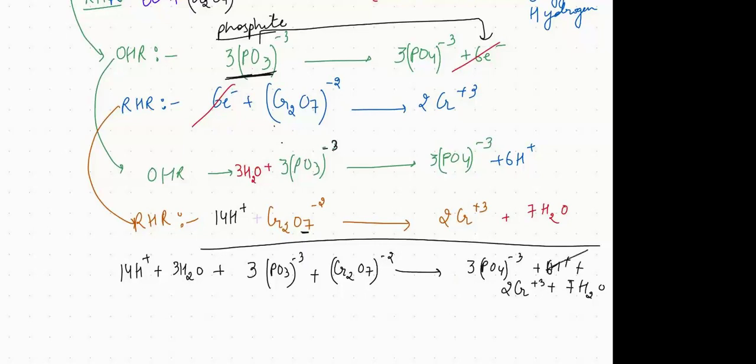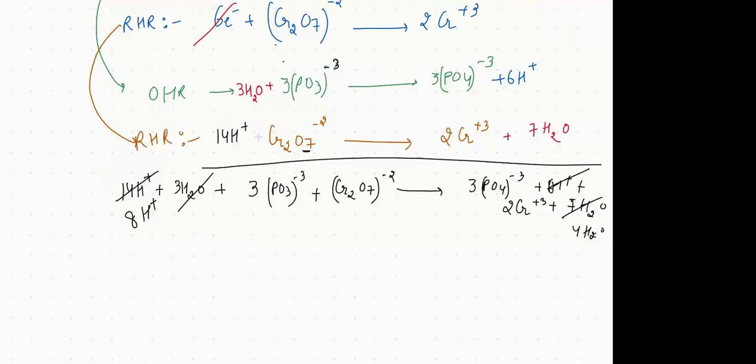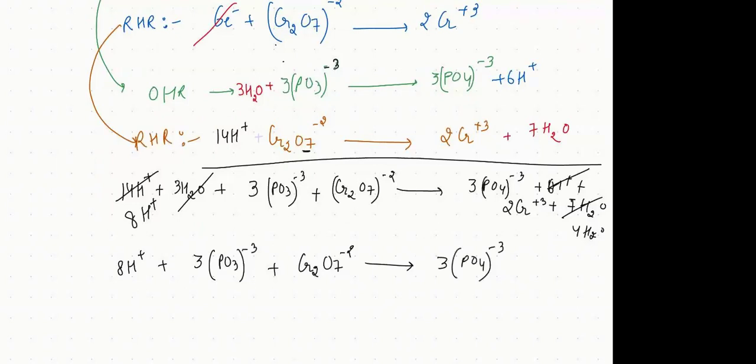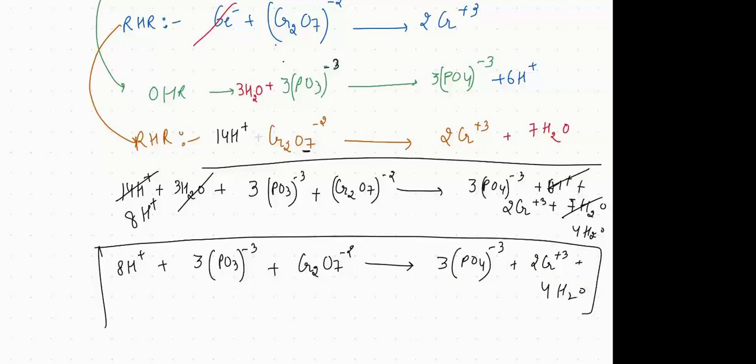So 6H+ cancels and here you're left with 8H+. 3 water cancels and here you're left with 4 water. Now the final equation that you have is 8H+ plus 3 PO3^3- plus Cr2O7^2- gives you 3 PO4^3- plus 2 Cr^3+ plus 4H2O. That's your final balanced equation. So that's how the equation would be given to you.